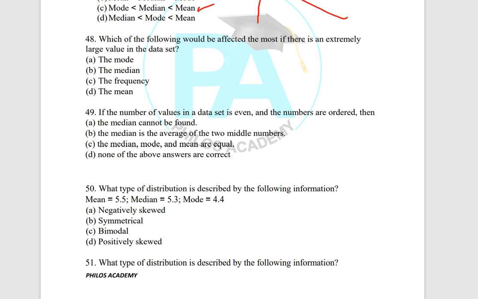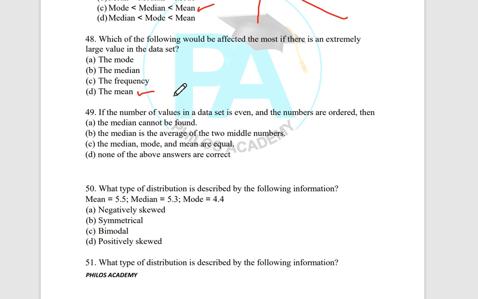We are almost done. 48 says, which of the following would be affected the most if there is an extremely large value in a data set? Question 48, which of them will be affected the most? So the answer is D. The mean is affected by extremely large values. Okay, the mean is affected.